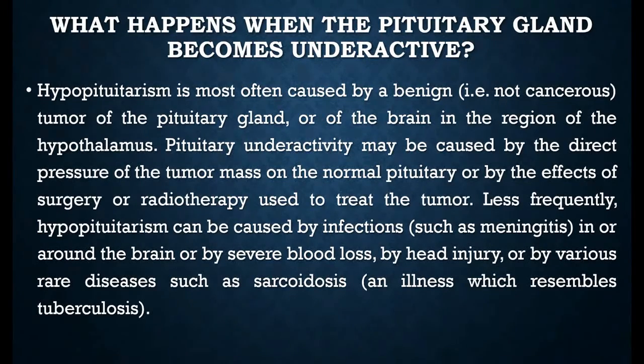Hypopituitarism is often caused by the formation of benign tumors on the pituitary gland. This underactivity of the pituitary can affect various conditions, and it may occur naturally or be caused by pressure from the tumor mass, or due to some surgery or previous radiotherapy. It can also be caused by meningitis infections in or around the brain, by any head injury, or by conditions like sarcoidosis, which is a tuberculosis-like infection.